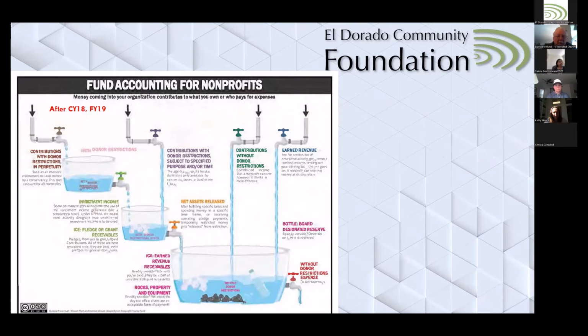Now, if you can see, there's another tab that's sending money from the second tab on your left that's also sending money to that tab. And that is contributions with donor restrictions, which are subject to either purpose or time. And I explained that. So a donor may say, and this is another donor, not the same donor, I'm giving you this $10,000, but I want you to spend $2,000 every year for the next 5 years on this XYZ program.